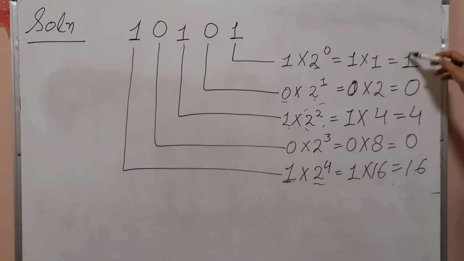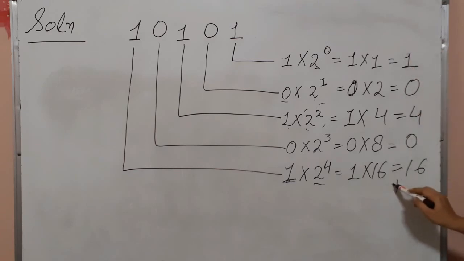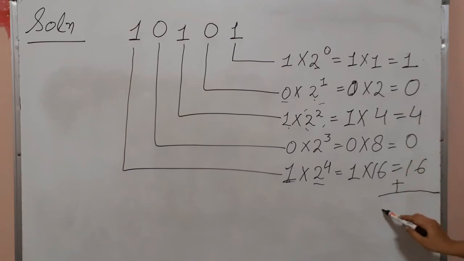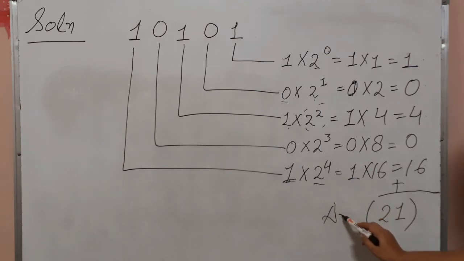Now we will add all these products. Add them. 16 plus 0, 16. 16 plus 4, 20. 20 plus 0, 20 again, and plus 1, 21. So we have got the decimal number, it is our answer, and we have to mention the base also. As it is a decimal number, its base will be 10.